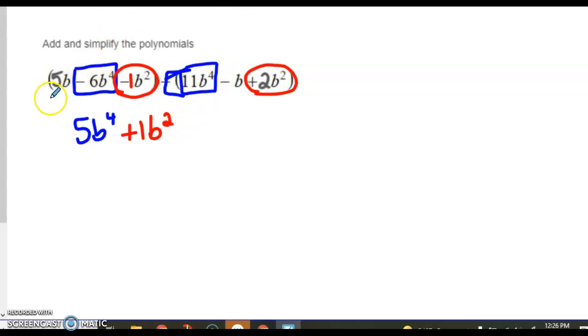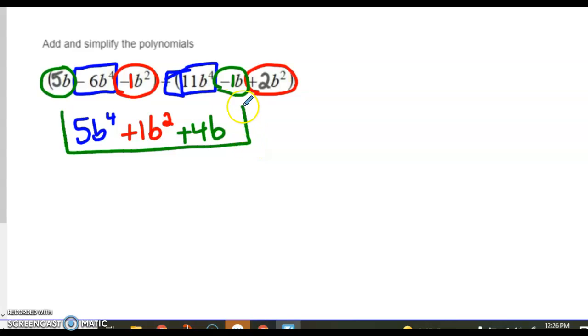And then we're going to look at our b's. So we have 5b minus b. And remember, if there's no number, you put a 1 there. And 5 minus 1 is 4 b's. And that is all the way simplified.